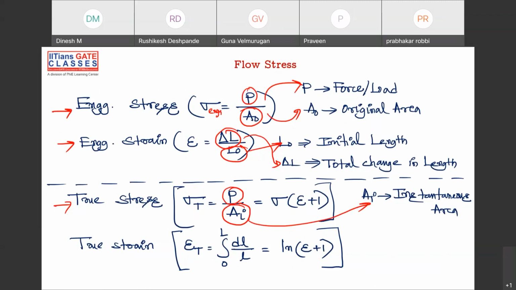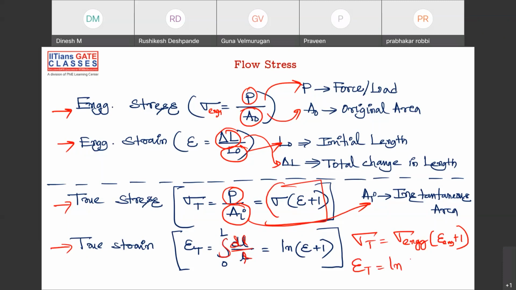You can do some manipulations and derive that true stress is nothing but engineering stress into engineering strain plus 1. I'm not doing the derivation, you can derive that. And true strain is given as the integral from 0 to L of the instantaneous change in length divided by length. And again, true strain is given as the natural logarithm of engineering strain plus 1.